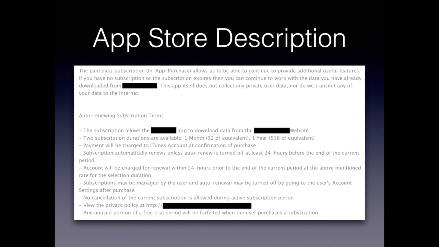And so the one thing that I did is added a line: the subscription allows the app to download data from the website so that the user knows what it does. And then the two subscription durations available, 1 month with $2 equivalent and 1 year with $18 equivalent. That's something that I put in. And also the view the privacy policy link, I put that in, but everything else comes from Apple. And you need to have that, or else you get a metadata rejection.